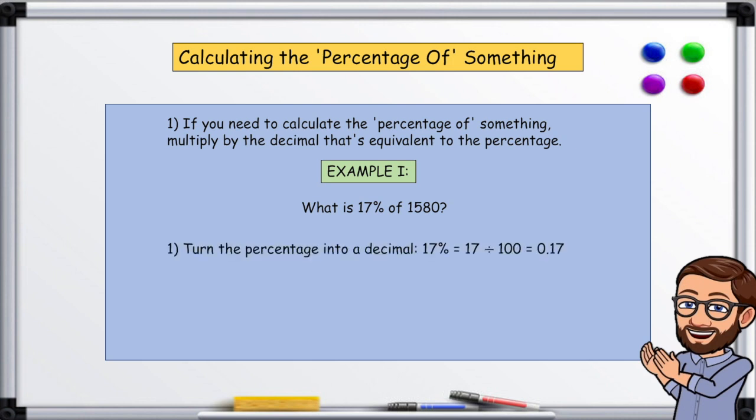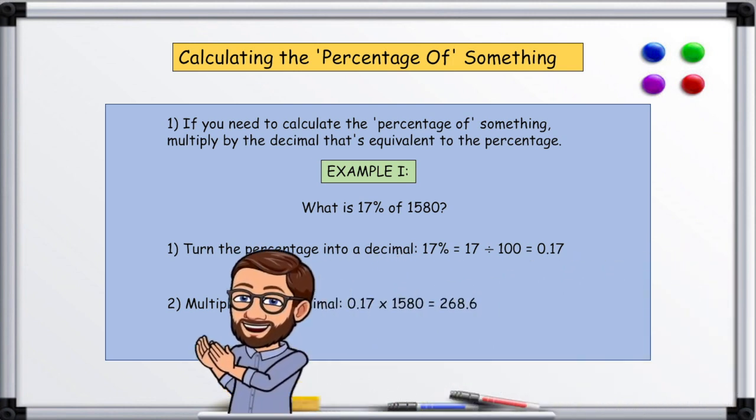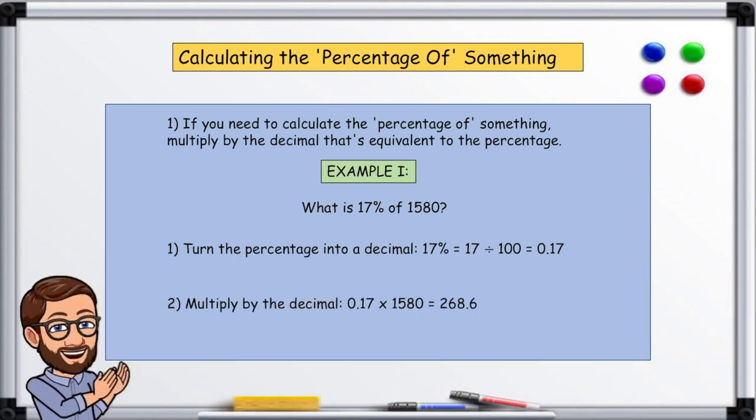Turn the percentage into a decimal. 17% equals 17 divided by 100, which equals 0.17. Multiply by the decimal. 0.17 multiplied by 1,580 equals 268.6.